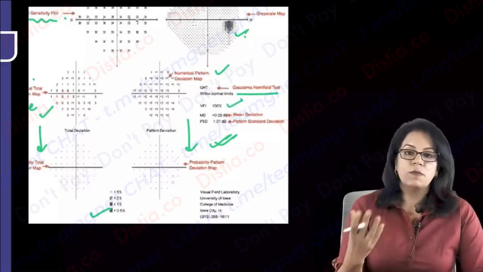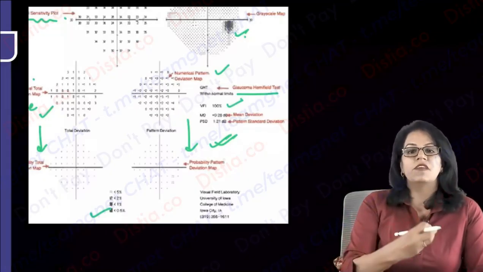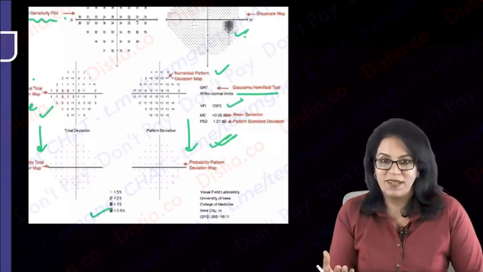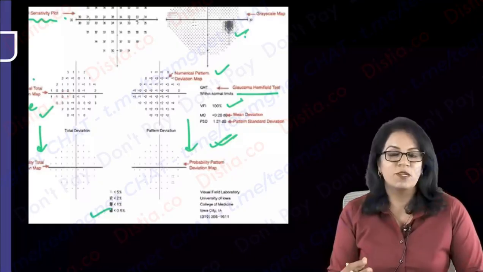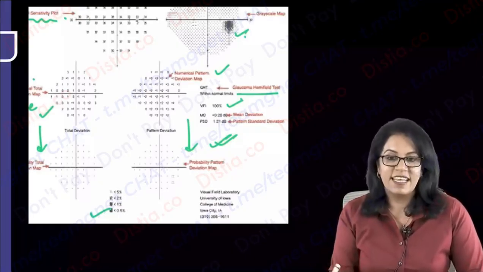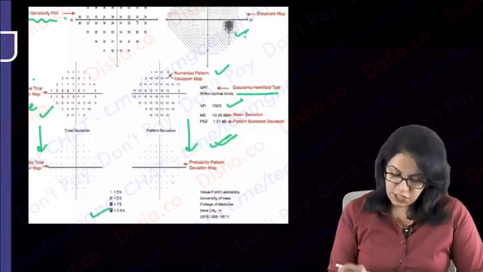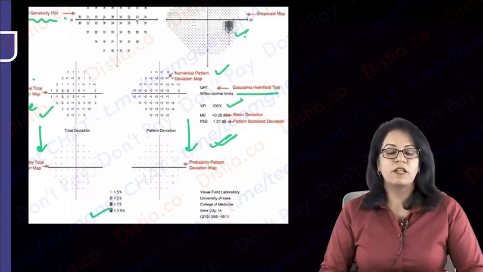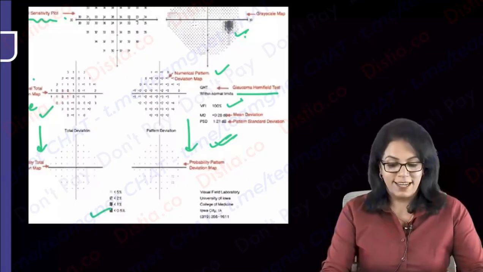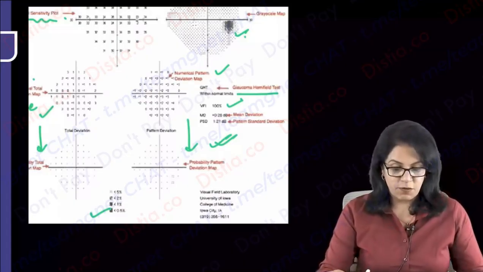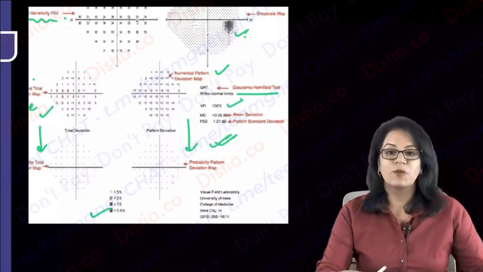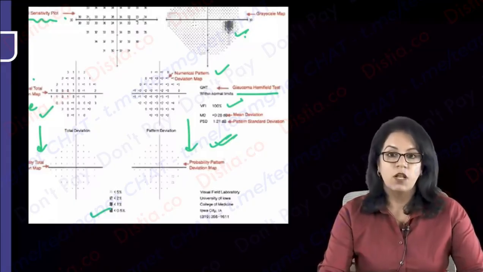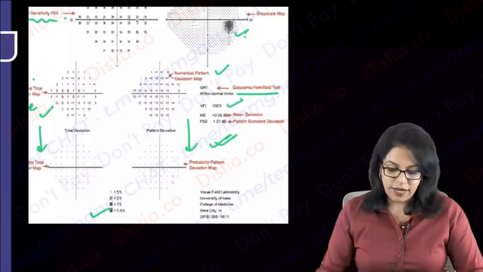So if I take a normal person as 100%, what is the visual field of this patient compared to the normal? If the normal is 100%, that is the visual field index, correct? Then mean deviation and pattern deviation. Mean deviation will tell you the overall deviation from the normal, and pattern deviation is going to tell us about the localized defects, right?